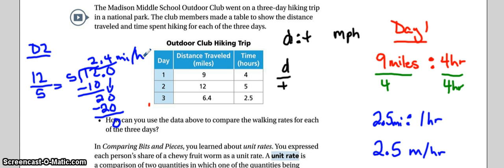Again, the ratio is still the same, miles per hour. And similarly, we could do that with day 3, which right here, 6.4 miles in 2.5 hours. They walked slower on day 3, probably because they are more tired.